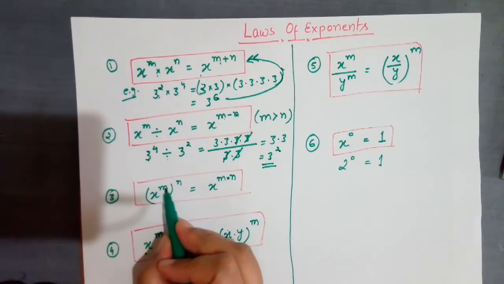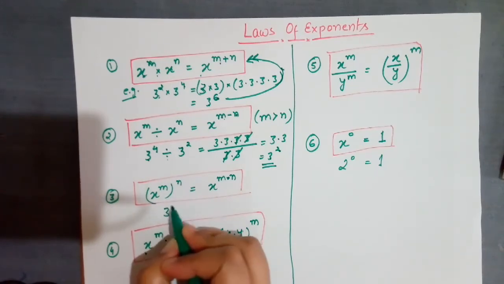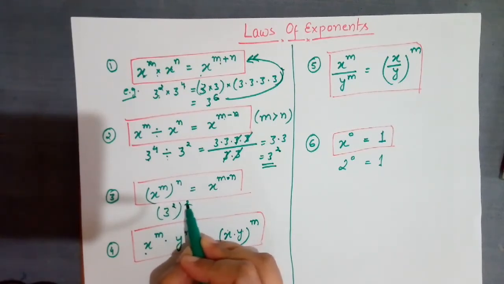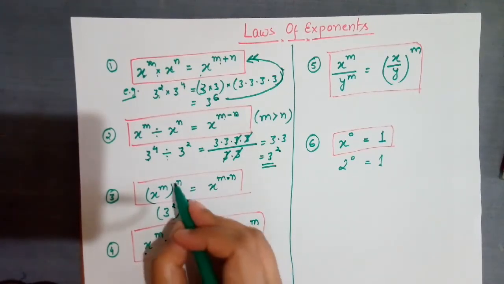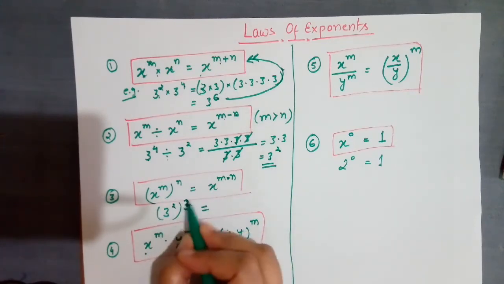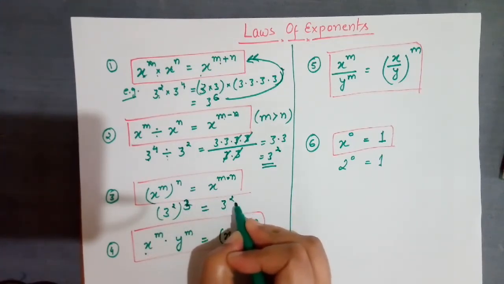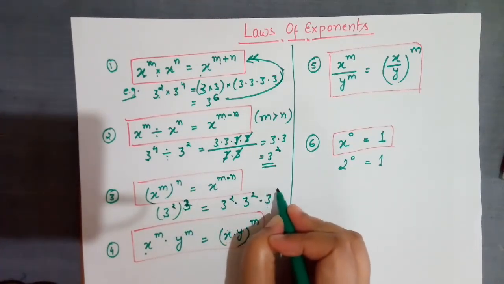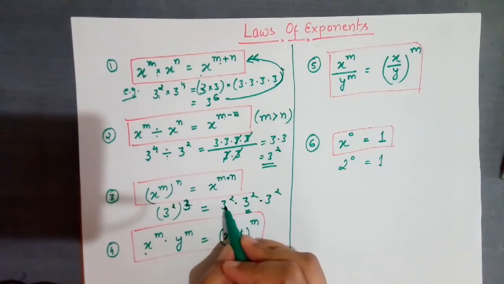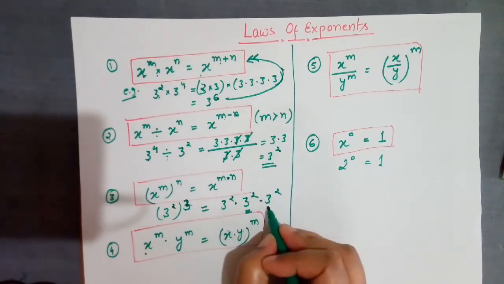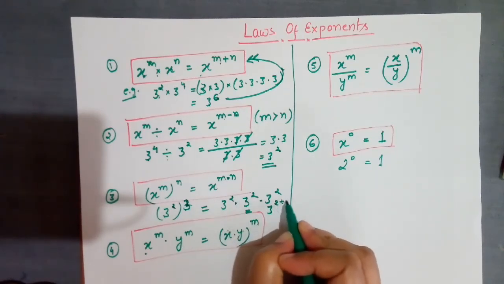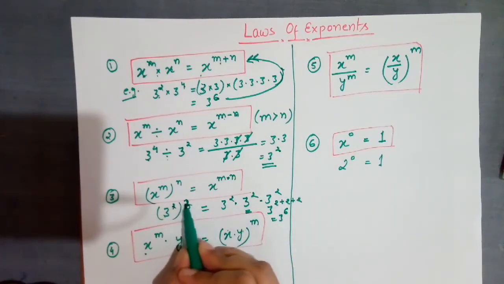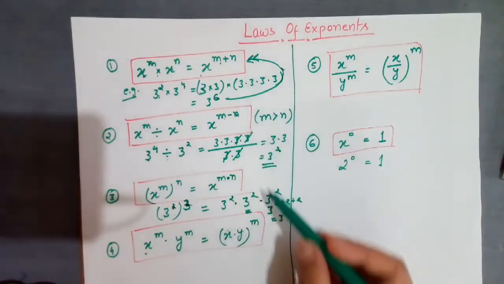Now x to the power m whole power n means 3 to the power 2 whole square. This is 2, this is also 2. Okay, suppose we are taking n is equal to 3. 3 square whole power 3. It means 3 square multiplied by 3 square, 3 square 3 times. Now we know that in multiplication powers will add. So 3 to the power 2 plus 2 plus 2, which is equal to 3 to the power 6. The same thing, 3 to the power 6. This is the derivation of these formulas.